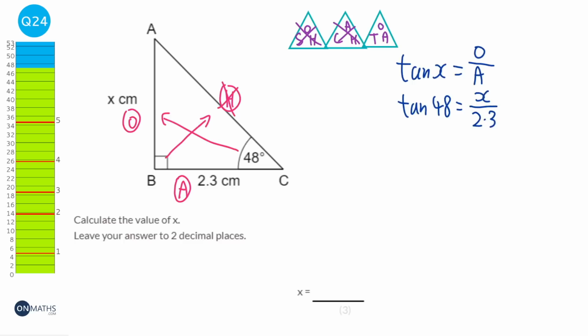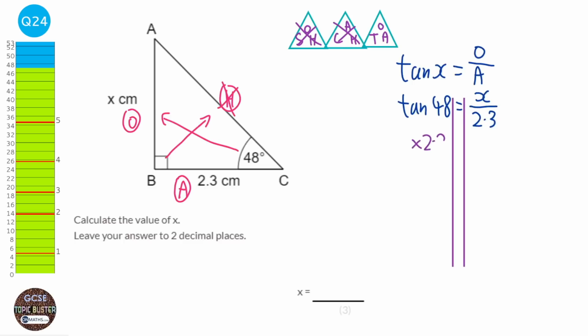And we're going to put our lines in. And notice here we just need to times by 2.3 both sides to get x on its own. Now be careful when you type in tan 48, most calculators will open a bracket after typing in the tan, so make sure you close it after the 48, then type in times 2.3, and we get 2.554 and so on. And so when we round that to 2 decimal places, that would be 2.55.